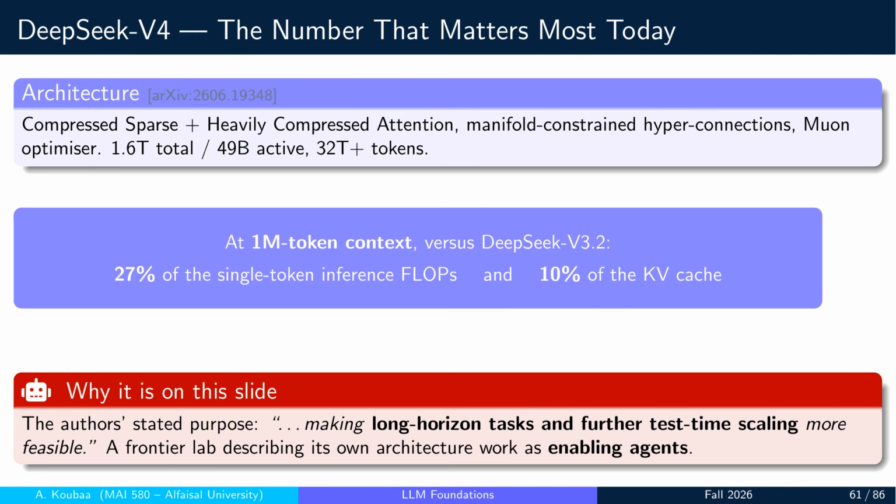Now, why this is on the slide, and it is not for the architecture names. I do not expect you to remember what a manifold constrained hyperconnection is. Read the author's stated purpose. Making long horizon tasks and further test scaling more feasible. That is a frontier laboratory describing its own architecture work as enabling agents. The systems constraint we derived by hand in section 1 is now the stated design driver at the frontier.